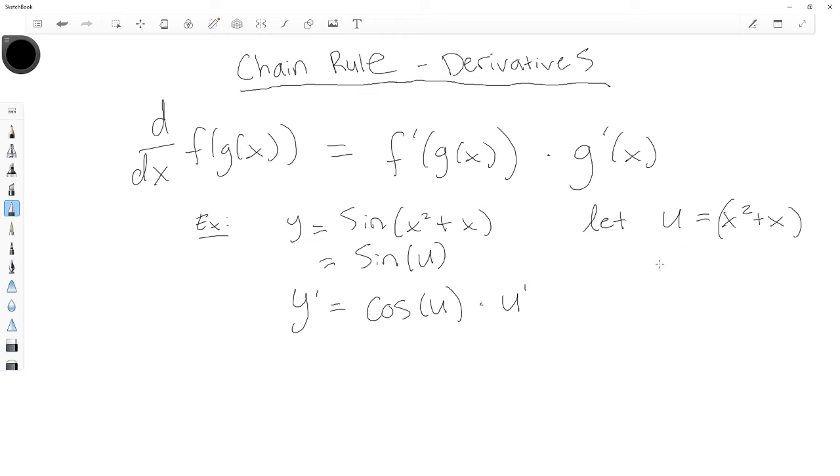So we can go over here and take the derivative of u. So that'd be 2x, and this would be 1. And then we can go back, cosine, plug u back in, which is x squared plus x. And then we can multiply it times the derivative of u, which was 2x plus 1. And then that's our answer.